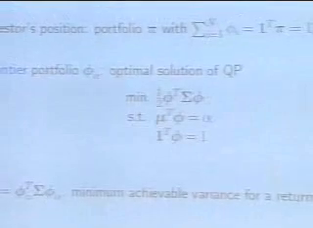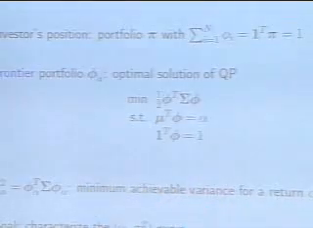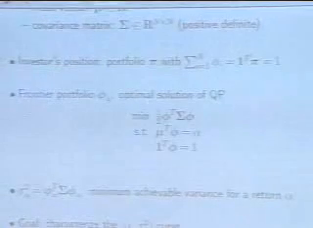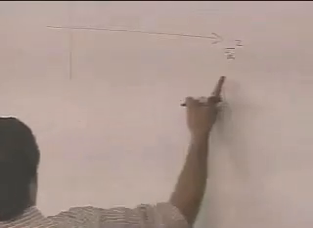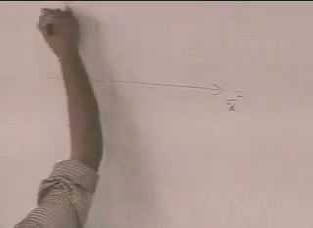For now I'm not telling you why I call it a frontier, but what I finally want to do is that for every alpha, I want to find out the minimum achievable variance, sigma squared alpha. So alpha is the expected return on the portfolio. Sigma squared alpha is the minimum variance that can be achieved for that expected return. So let's say that curve looks something like this. On the x-axis I'm plotting sigma squared alpha. On the y-axis I have alpha.